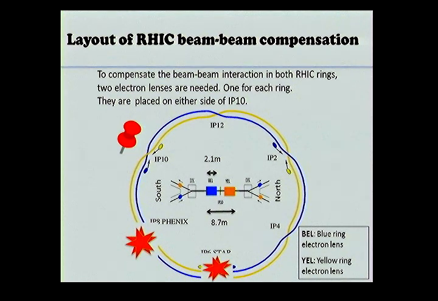The proton bunches from the blue ring go from south to north. They first go through the blue ring electron lens, then the yellow ring electron lens, and then bend into their own ring. The bunches from the yellow ring first go through the yellow ring electron lens, then the blue ring electron lens, and then back to their own ring.